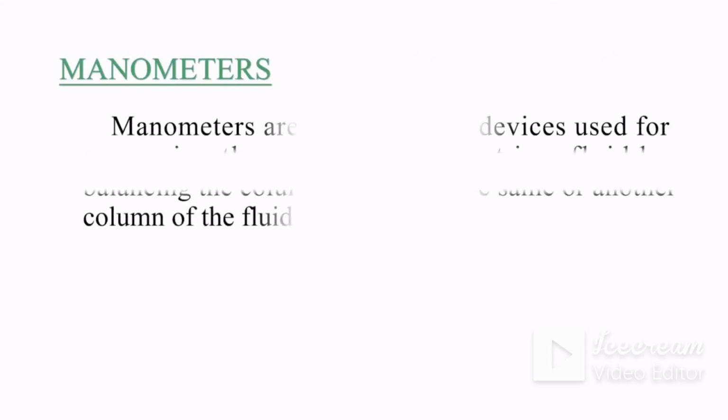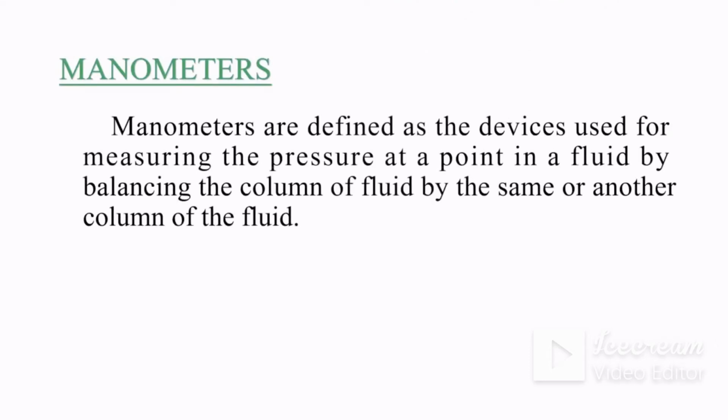The devices used for measuring the pressure at a point in a fluid by balancing the column of fluid by the same or another column of the fluid. So these manometers are defined as the devices used for measuring the pressure at a point in a fluid by balancing the column. So this device has a column. They are telling by balancing the column of fluid by the same or another column of the fluid.